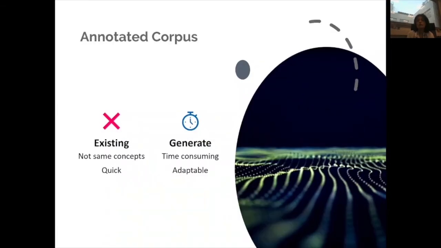So what we have been analyzing is the way that we can generate this annotated corpus in a more efficient way, because the only way is that they have to be annotated by different annotators, and then an agreement has to be found, and this generation process takes a long time.